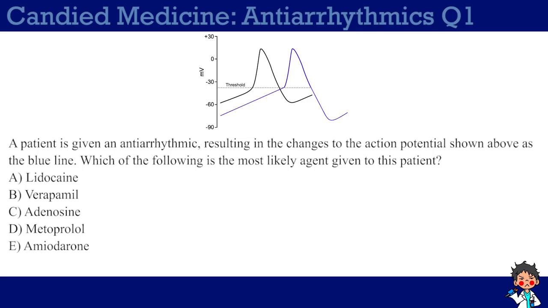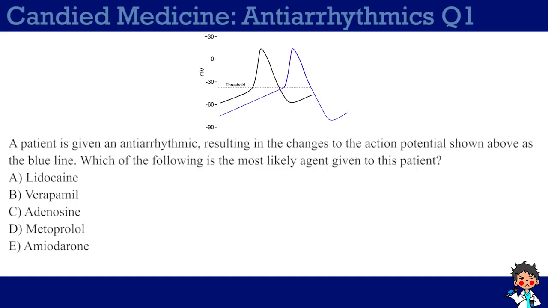Alright, let's start with a straightforward question. A patient is given an antiarrhythmic resulting in the changes to action potential shown above as the blue line. Which of the following is the most likely agent given to this patient? Choice A, lidocaine. Choice B, verapamil. Choice C, adenosine. Choice D, metoprolol. Or choice E, amiodarone. And of course we have this image here with two curves on it representing two different action potentials, one before and one after the drug.